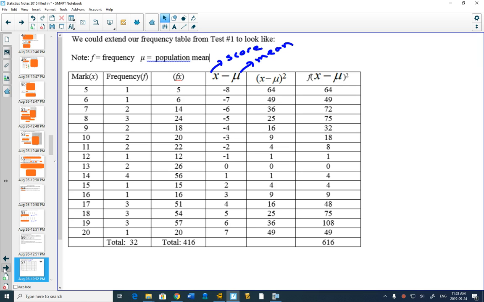The bigger this number is, the farther stuff is away from your data, from your mean. Because bigger numbers, like the number 5 is 8 away from the mean. When that gets squared, it gets a big number like 64. The farther something is away from the mean, when you square it, it becomes even bigger. And so the larger this sum is, the more spread out our data is.